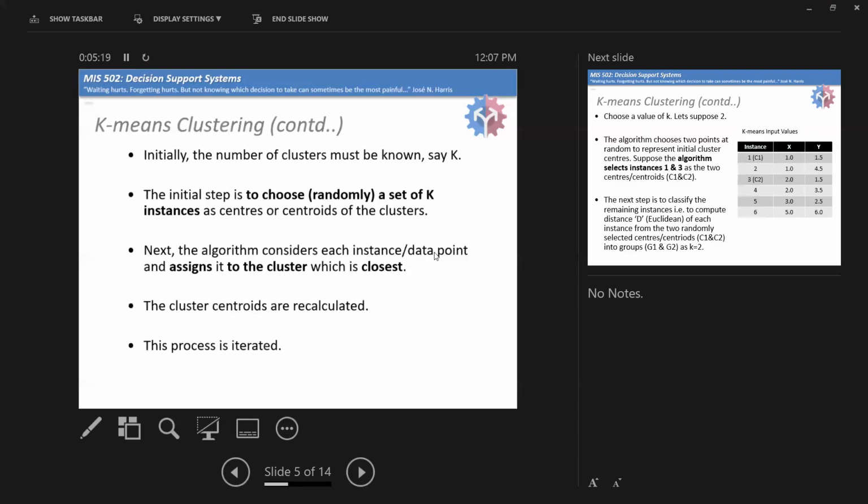Let me see if there is anything important here. So the K must be known. We already know about that. Now the egg and the chicken issue. So this is the solution. The initial step is to randomly choose the number of points. For example, if you're saying K is 2, then from your data, just randomly pick 2 points as centers. Randomly. There's no rule. It's as simple as that. Okay, my K is 2, these 2 points are my centers. That's how you start.